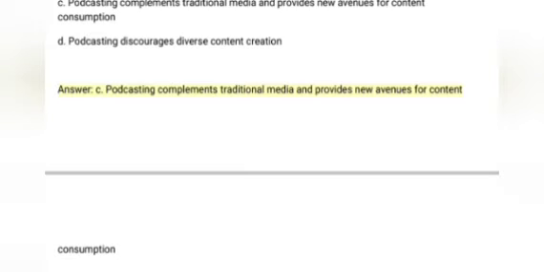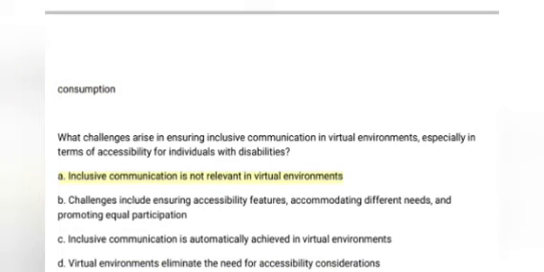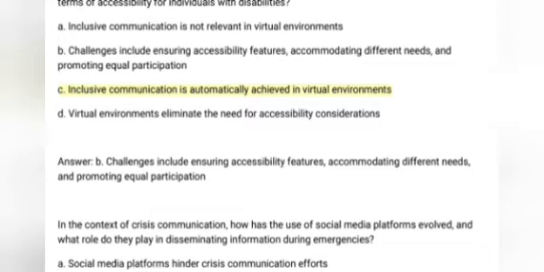What challenges arise in ensuring inclusive communication in virtual environments, especially in terms of accessibility for individuals with disabilities? A. Inclusive communication is not relevant in virtual environments. B. Challenges include ensuring accessibility features, accommodating different needs, and promoting equal participation. C. Inclusive communication is automatically achieved in virtual environments. D. Virtual environments eliminate the need for accessibility considerations. Answer. B. Challenges include ensuring accessibility features, accommodating different needs, and promoting equal participation.